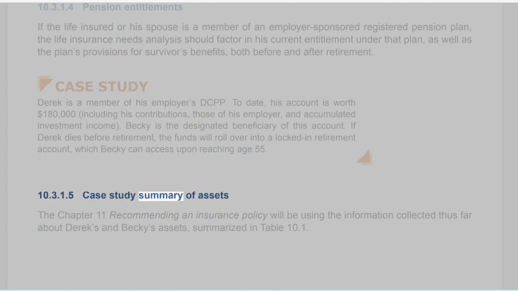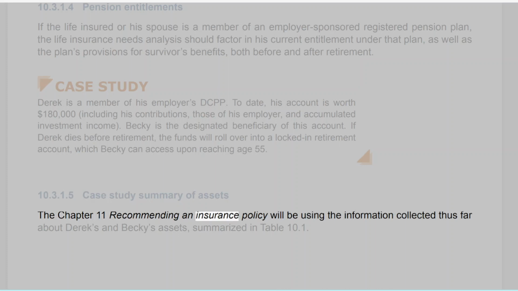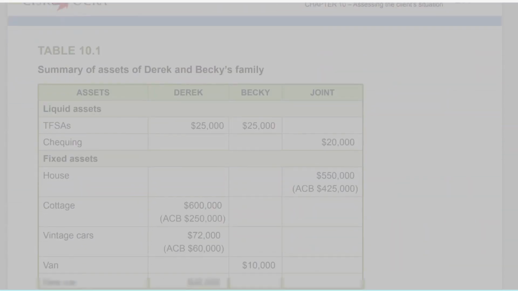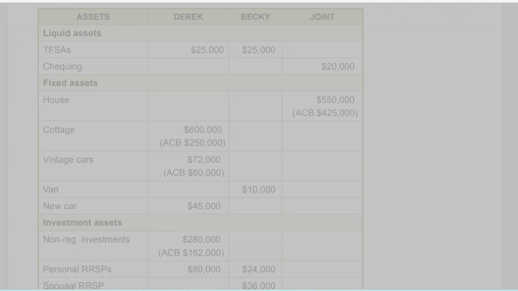10.3.1.5 Case Study Summary of Assets. The Chapter 11 recommending an insurance policy will be using the information collected thus far about Derek's and Becky's assets, summarized in Table 10.1. Assets: Derek, Becky, joint, liquid assets.